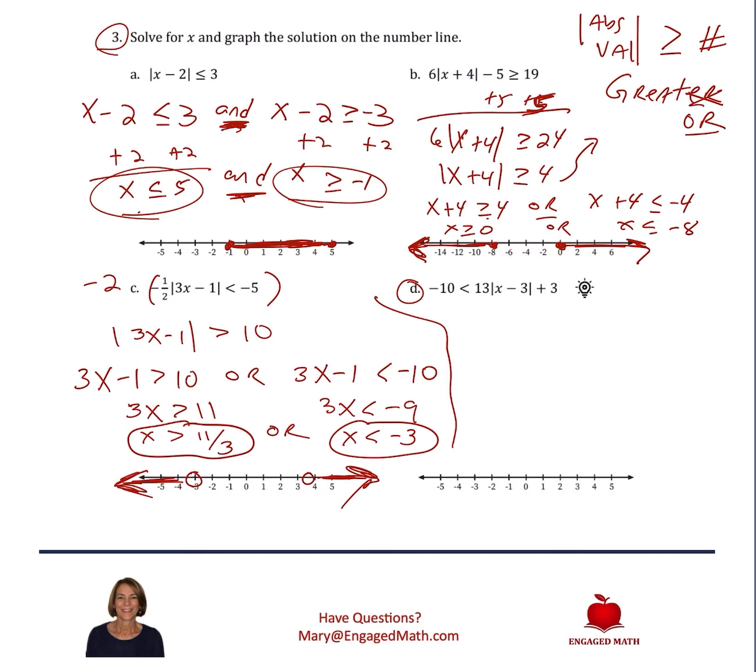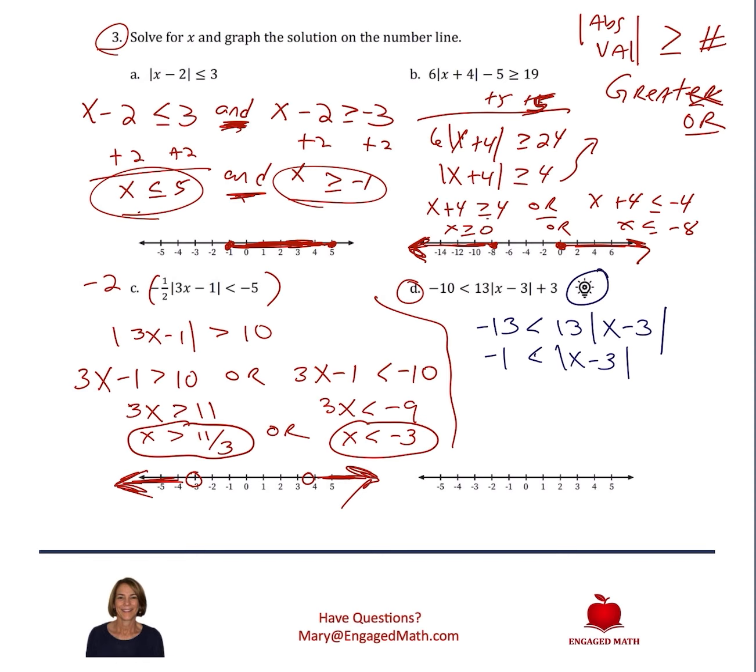So in this case, it's a light bulb problem. Something unusual is going to happen here, but we're going to start by subtracting 3 from both sides. Being a light bulb problem, I'm not going to show all that work. I'm just taking 3 away from both sides, and my new inequality looks like this. Okay, now I'm going to divide both sides by 13. Again, I'm not going to show all that work. I'm going to get -1 on the left is less than the absolute value of x minus 3.